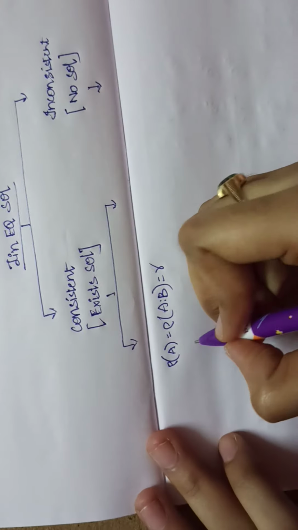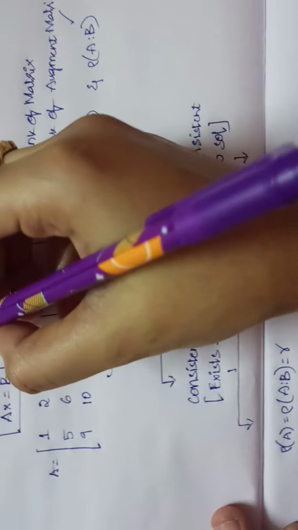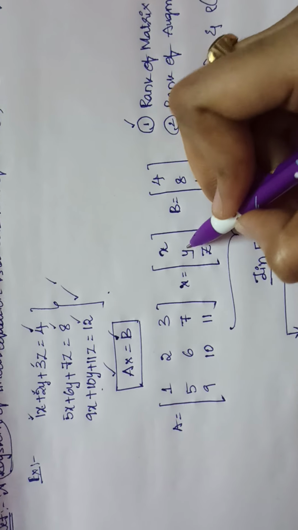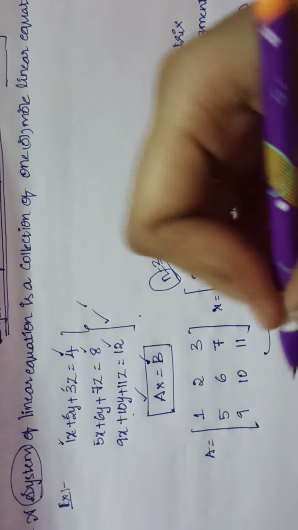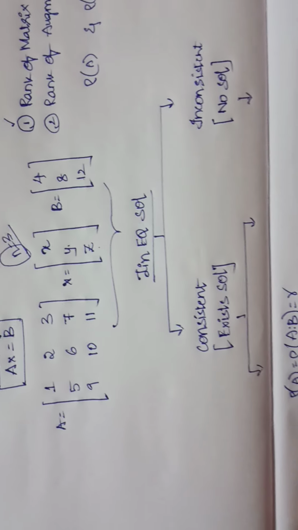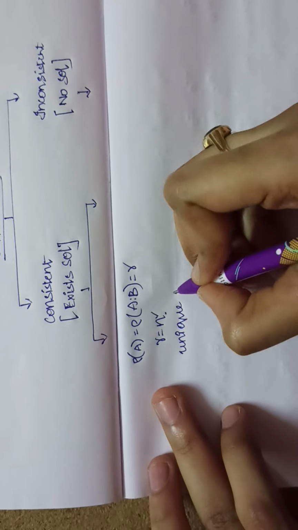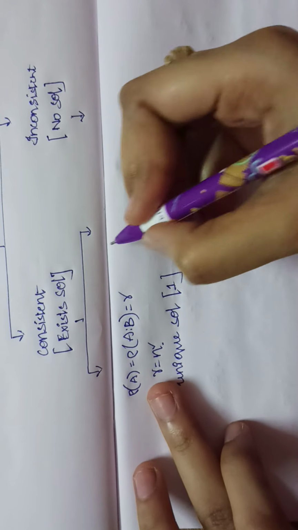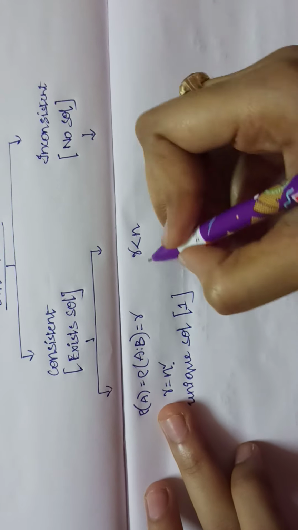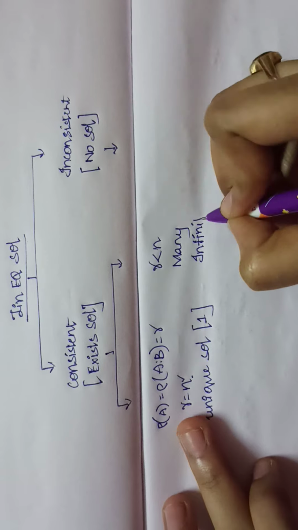suppose let it be R. If R is equal to n, here n is nothing but the number of variables. In this case the variables are 3, x, y, z. So here what is n? n is equal to 3. In this way n means the number of variables present in an equation. If R is equal to n, then there exists only a unique solution for the system of equations, meaning only one solution. In a similar way, if R is less than n, then there exist many solutions, that means infinite solutions for the given system of linear equations.